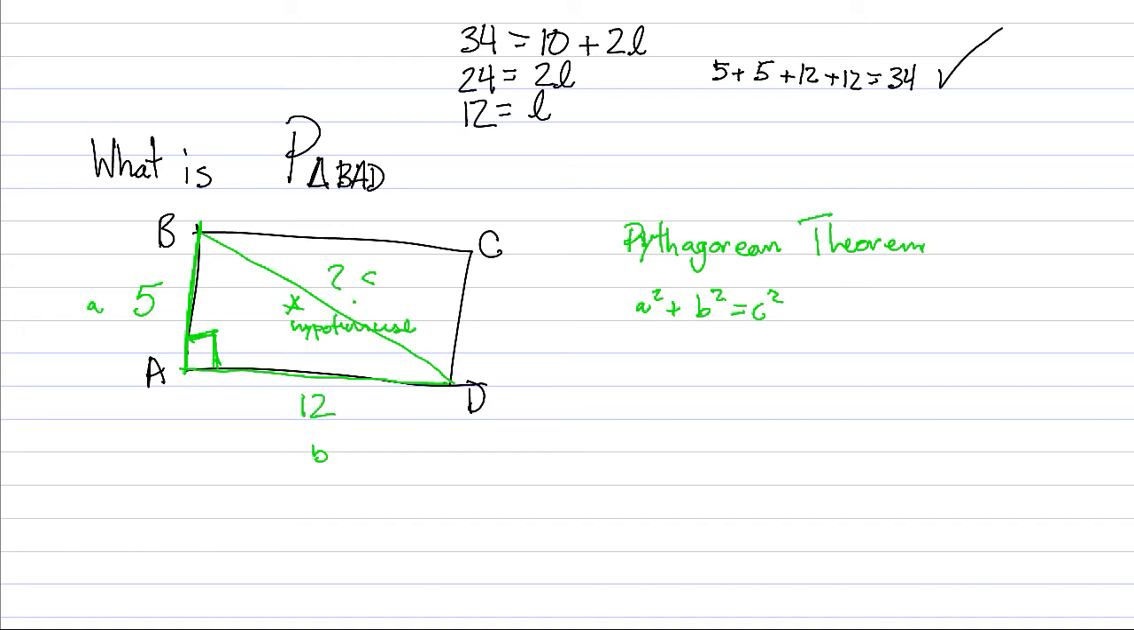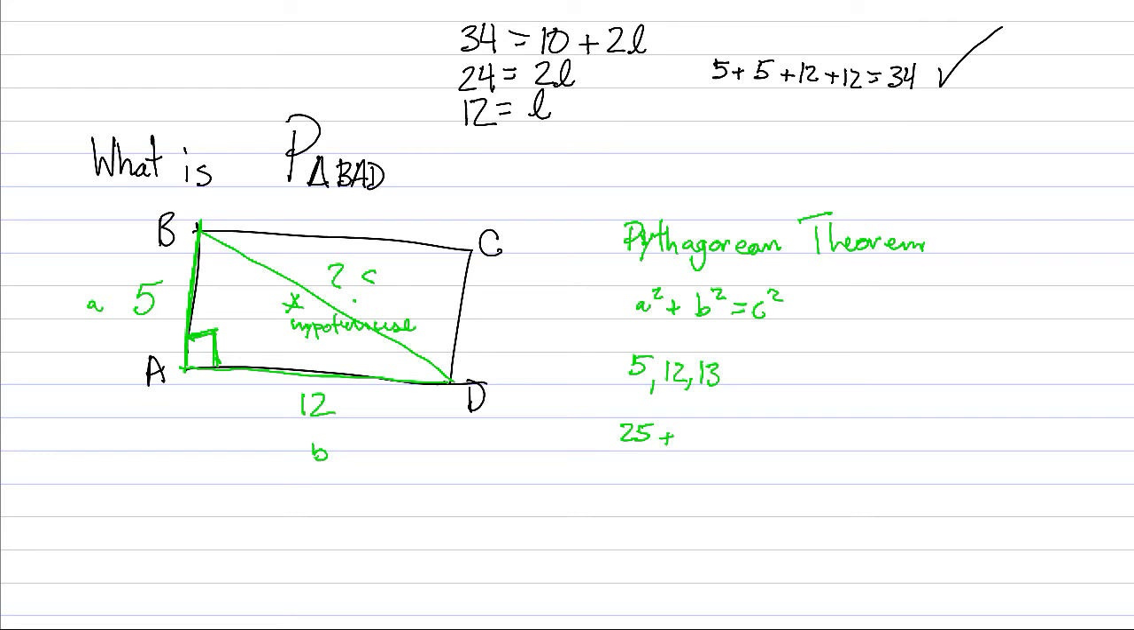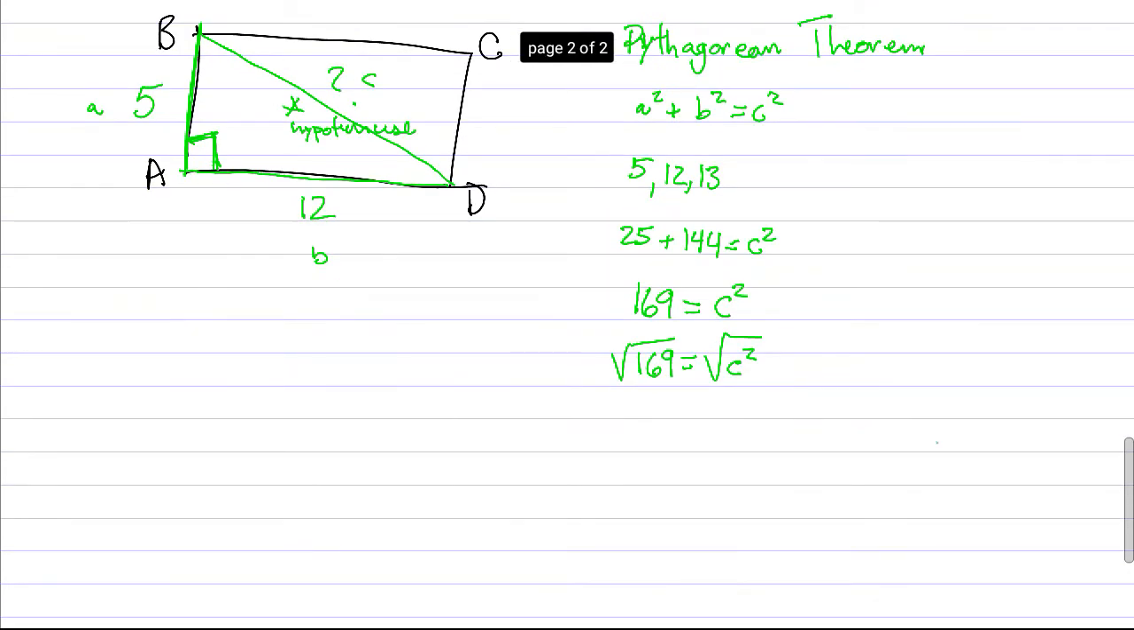And there are some simple Pythagorean triples. One of them is a 5, 12, 13 triangle. We know that a 5, 12, 13 triangle works out. So you could either know that, or you could do the math and say that 25 plus 144, you could type that into your calculator, or you could just do it in your head, equals c squared, and that's 169 equals c squared, and then you could take the square root of both sides, and then you could get 13 equals c.